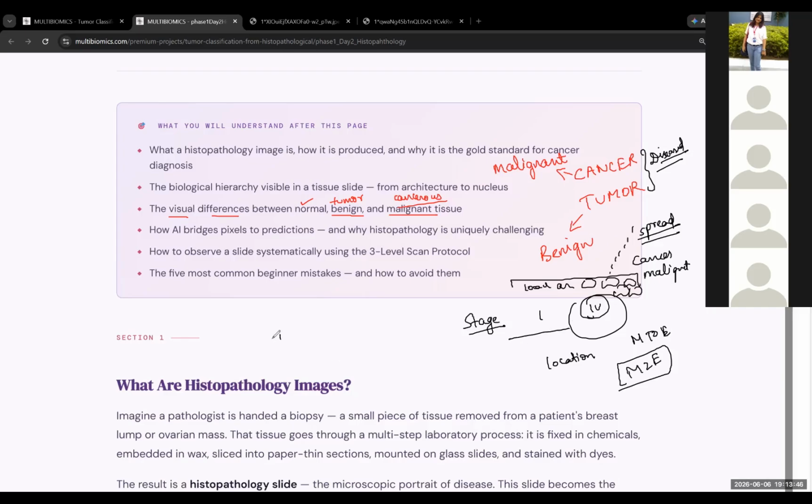Before that, from stage 1, stage 2, stage 3, there are many different biochemical changes happening, and the tumor cells become more invasive stage by stage or day by day. But they do not leave their location, they are localized.